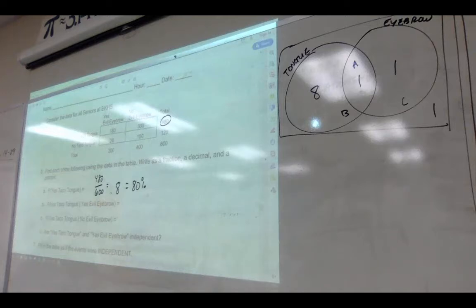Think about it like this for a second. If it's independent, meaning it does not depend on whether you can do evil eyebrow, or they have nothing to do with one another, if I walk up to a student and they can do evil eyebrow, what percent of people, no matter how many I ask, should be able to do this? 80. It should remain 80. If 80% of people can do this skill, and it's independent, 80% should be reflected no matter what criteria we put on it. In this case, evil eyebrow.